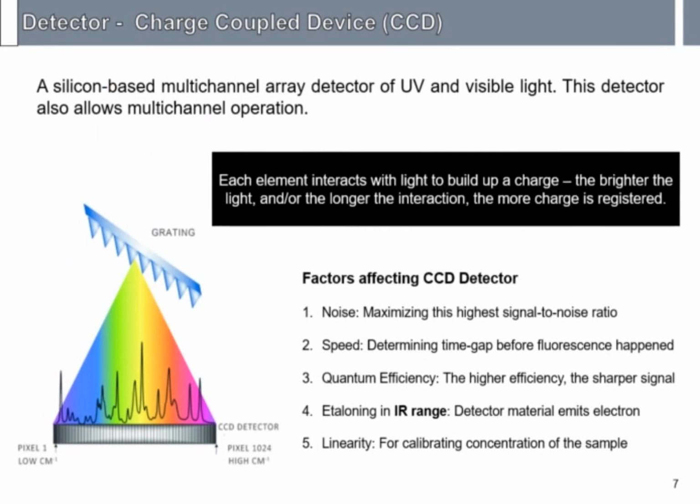This is a charge coupled device, which is the detector in dispersive Raman spectrometry. In the charge coupled device, which we call the CCD, the light shines onto the plate, and the plate builds up charge. This charge is read depending on the frequency, and we can produce the intensity of the peak based on the brightness of the light and also the interaction time of the light. There are five factors that affect CCD detectors. The first one is the noise, which comes with the speed, and also the quantum efficiency, the drop in the IR range, which is the determining factor telling us that we cannot use a CCD in Fourier transform Raman spectroscopy. And the final one is the linearity of the CCD detector.